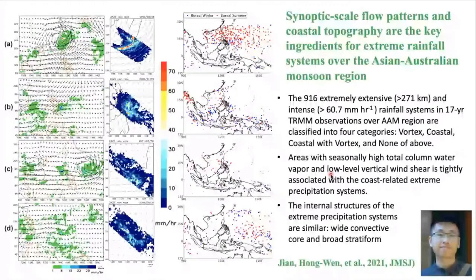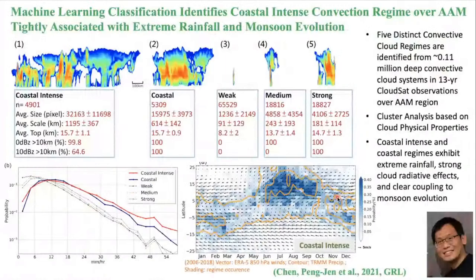We also look at the internal structures of these extreme precipitation systems. In the next work, my student Peng Ren took a very different approach. We used a data-driven approach, objectively classifying using cluster analysis to identify the cloud regions of over 0.1 million convective cloud systems in the CloudSat observations.